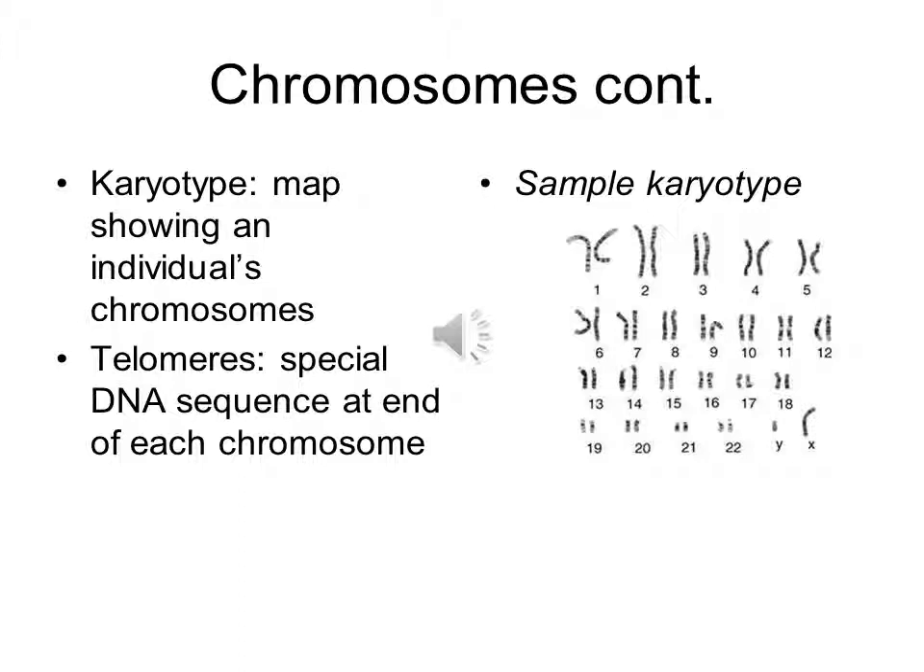Maps of chromosomes are referred to as karyotypes. On this slide, we see a karyotype of a male. If you look at it closely, you can see there's one X chromosome and one Y chromosome.